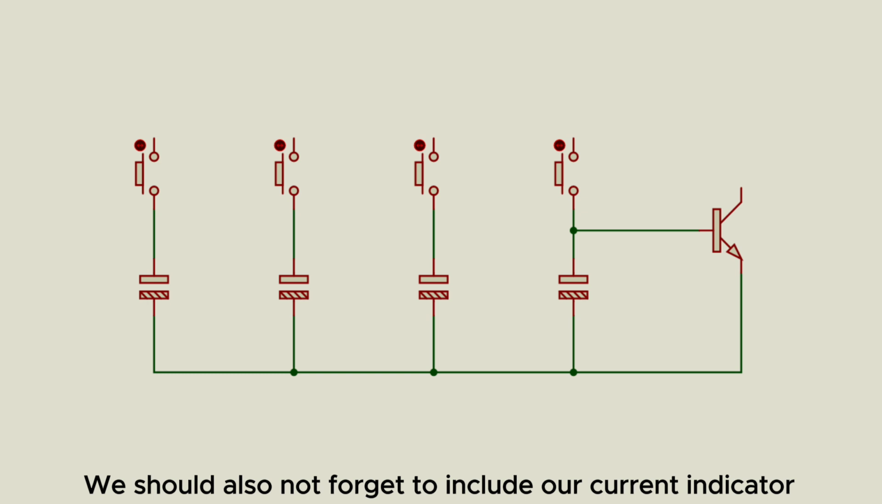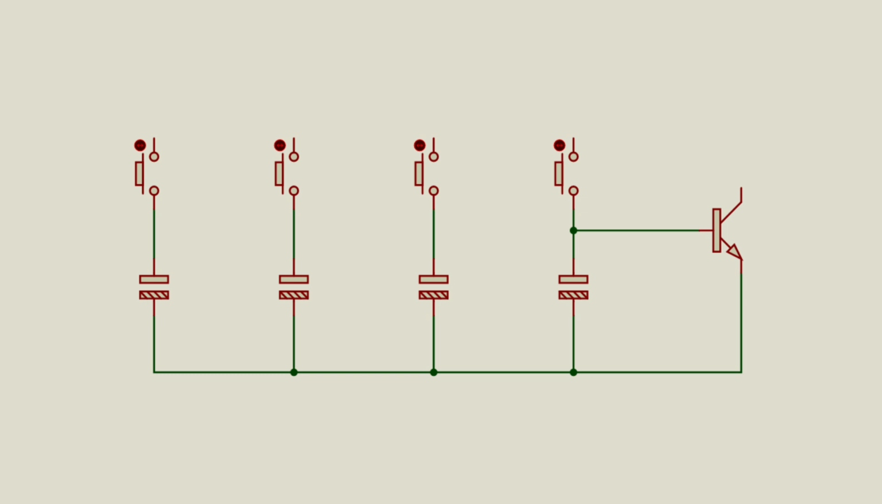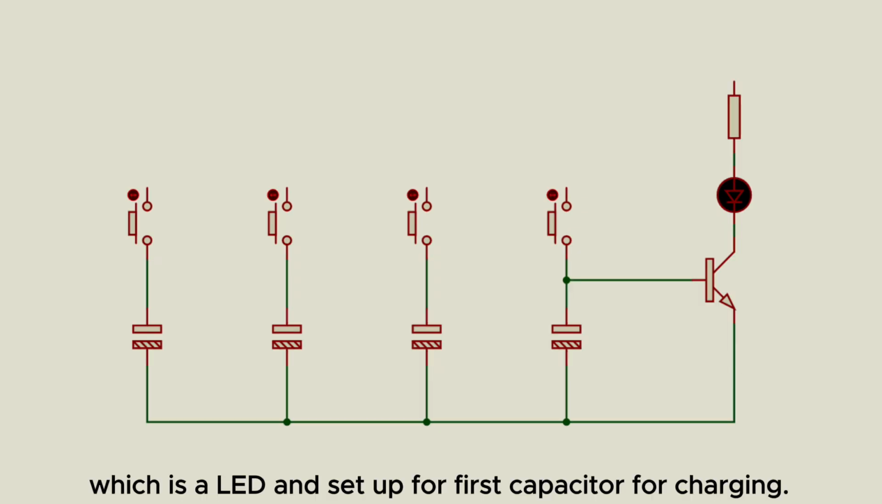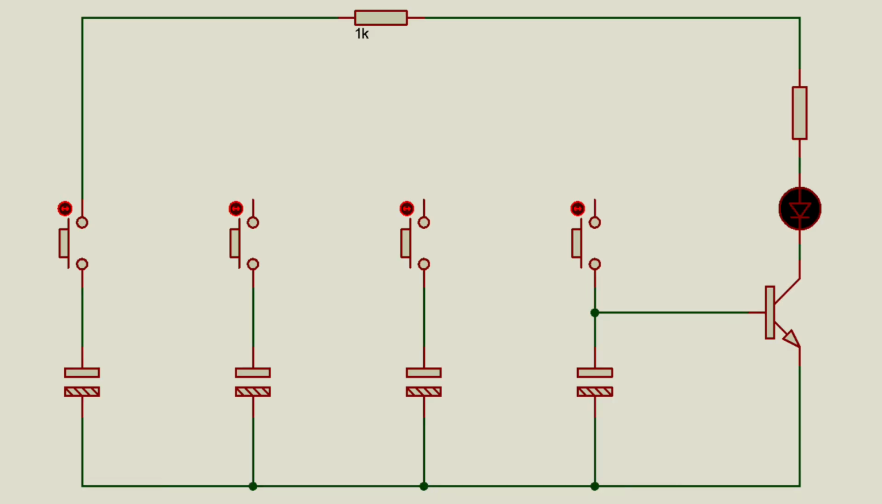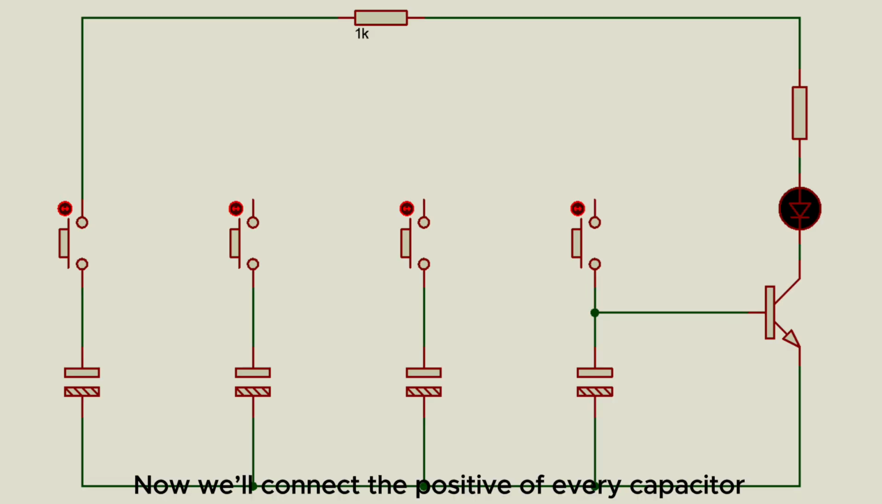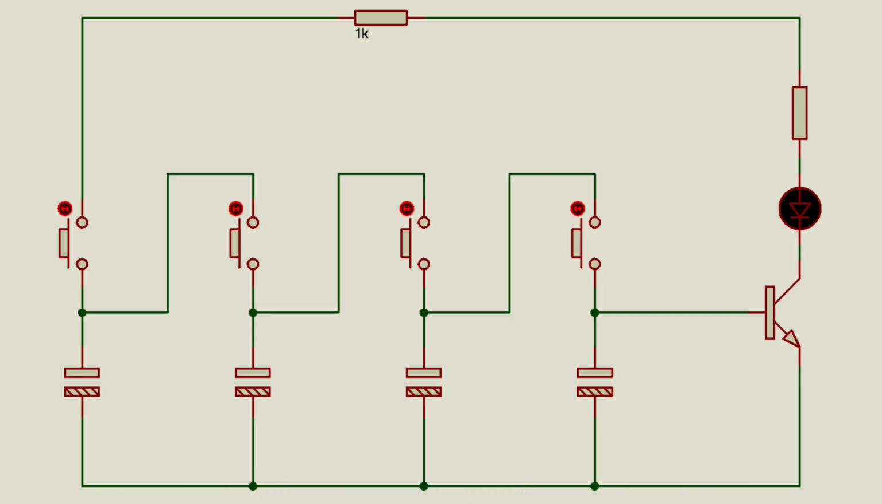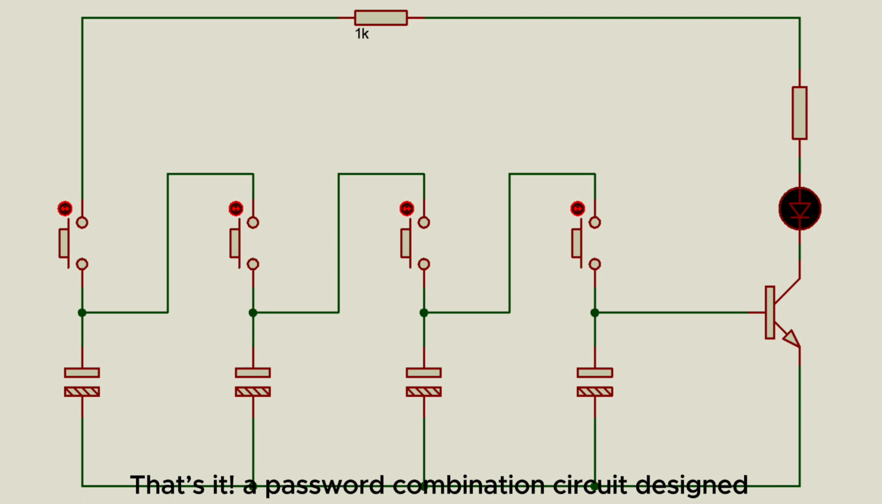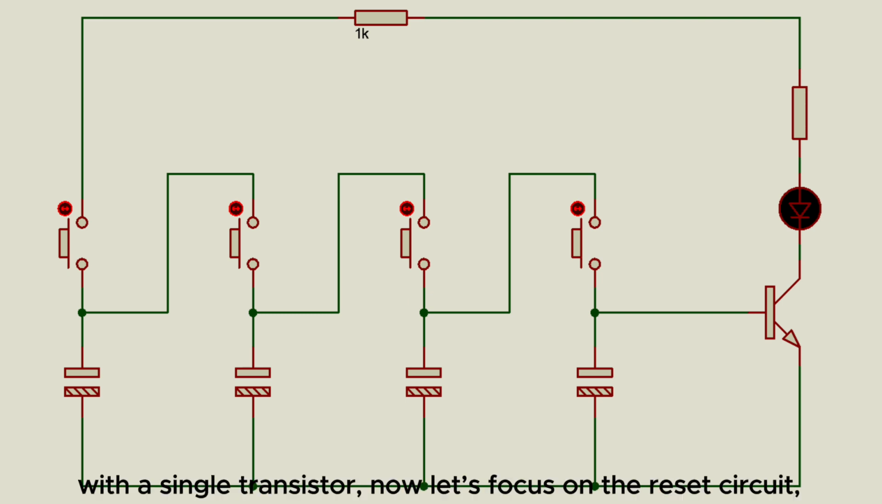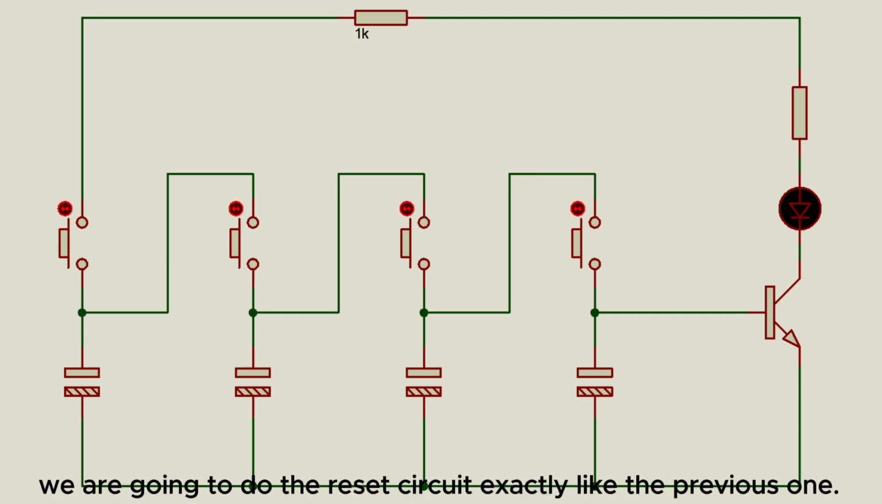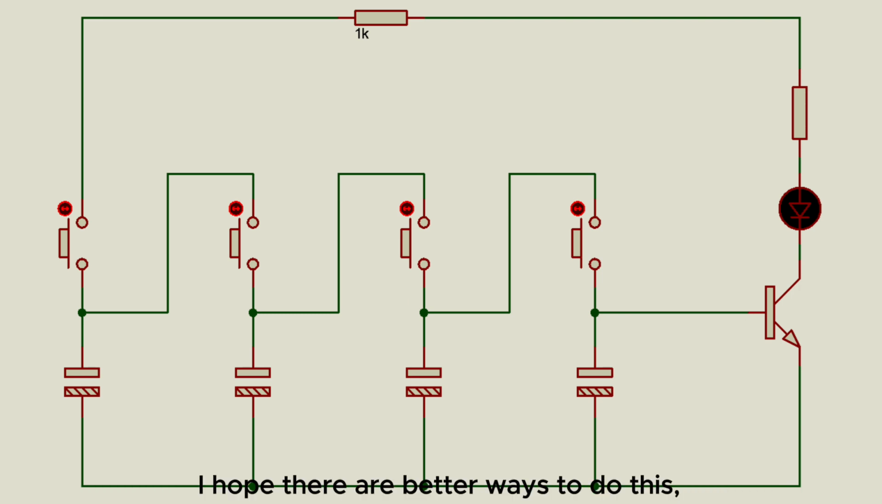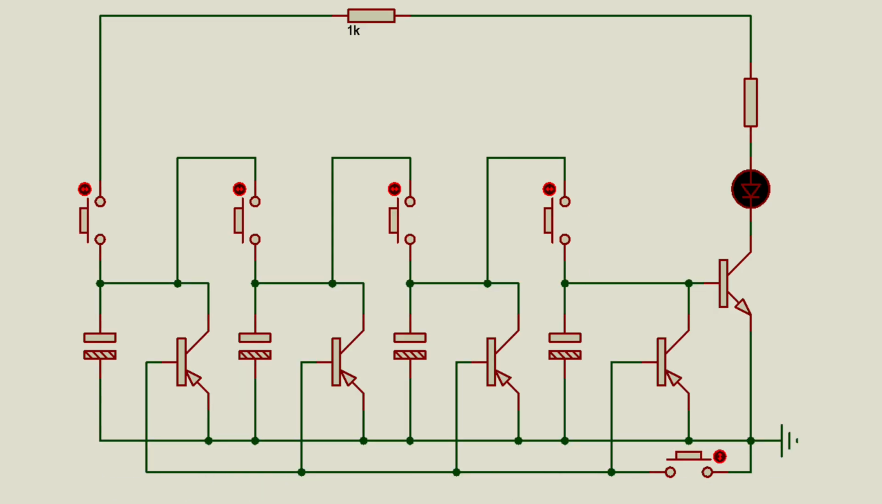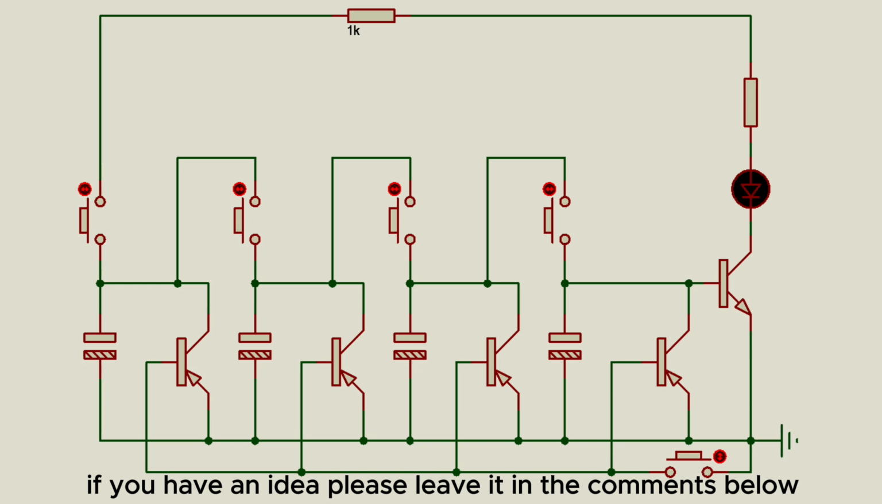We should also not forget to include a current indicator, which is an LED, and set up the first capacitor for charging. Now we will connect the positive of every capacitor to the preceding push button. That's it, a password combination circuit designed with a single transistor. Now let's focus on the reset circuit. We are going to do the reset circuit exactly like the previous one. I hope there are better ways to do this. If you have an idea, please leave it in the comments below.